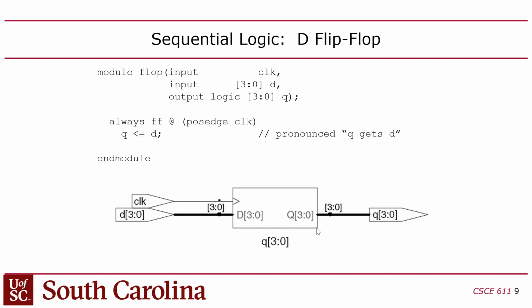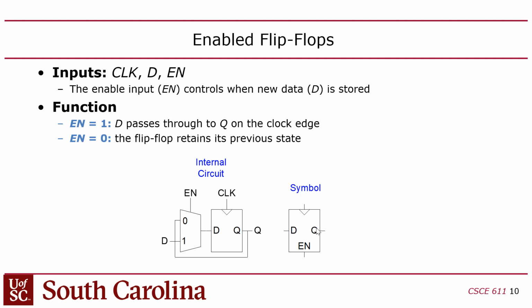Q gets D, that creates a register. You can put that in its own module like it's shown here, or you can just inline it inside another module, which hopefully you guys are already doing for lab 3.